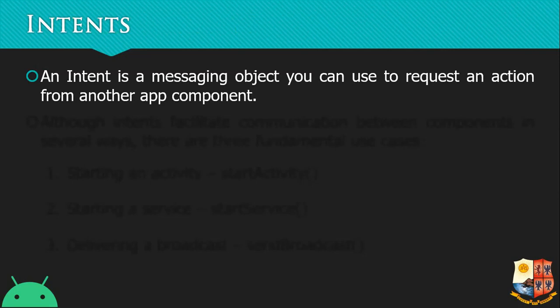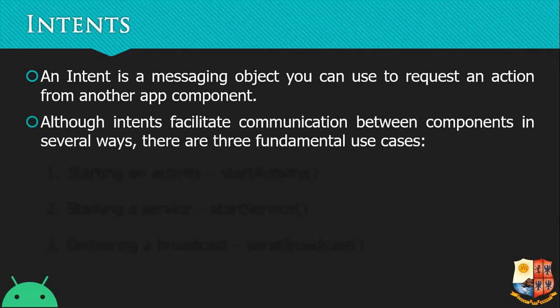So what is an intent then? It is an object you can use to request an action from another app component. From one component to another component, you can request some action, and that is the messaging object. When I request something from you on WhatsApp, or when I send an SMS to you, I'm trying to contact you. My intention is to pass or request something from you. That's the idea of the keyword intent.